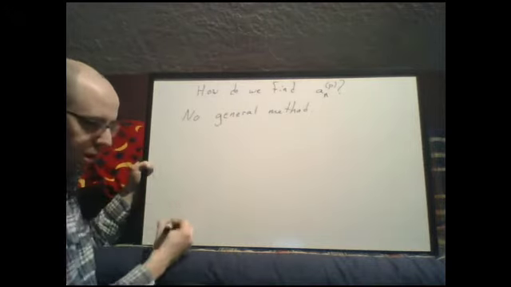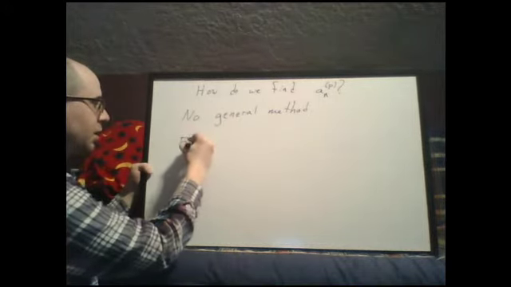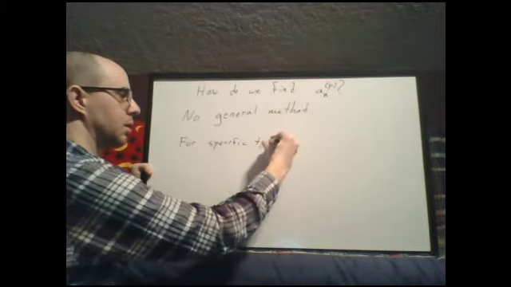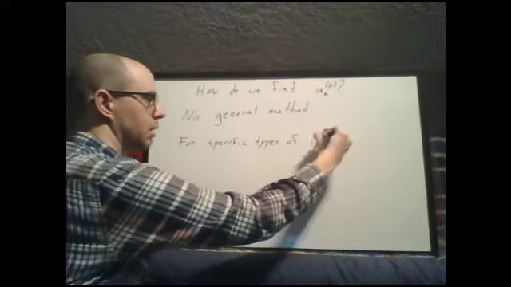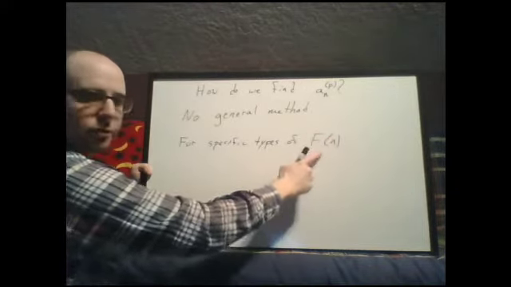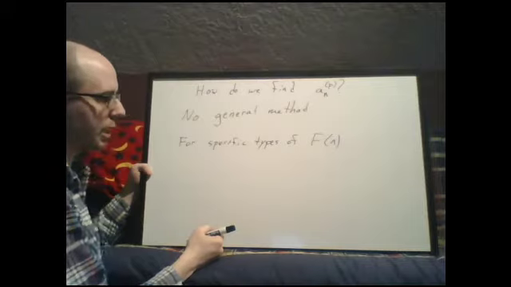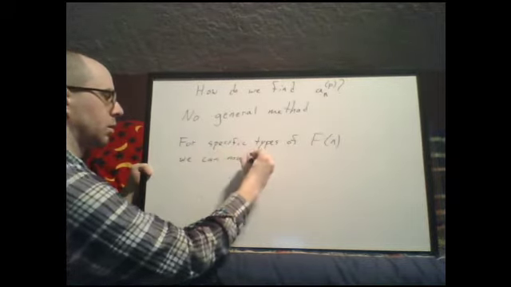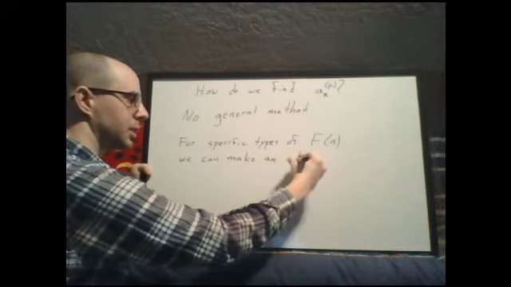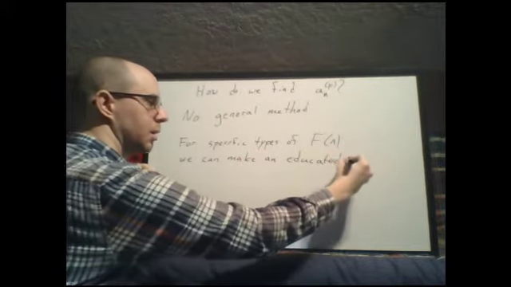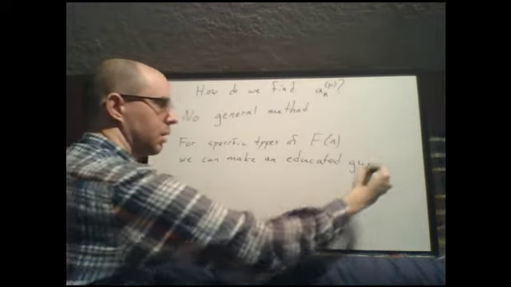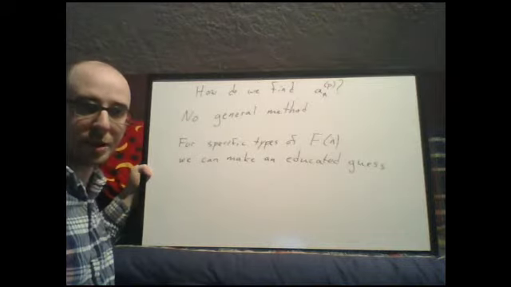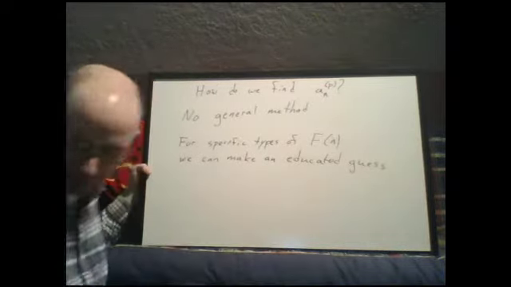Okay, but for specific types of f of n functions, specific kinds of functions for that non-homogeneity, we can make an educated guess and then fill in the blanks with a little bit of algebra. Okay, so let's do a simple example.